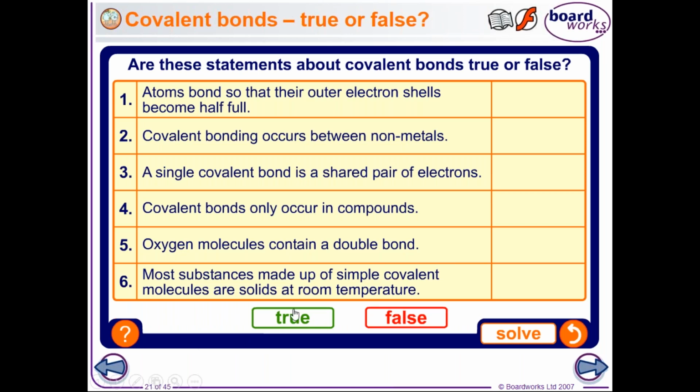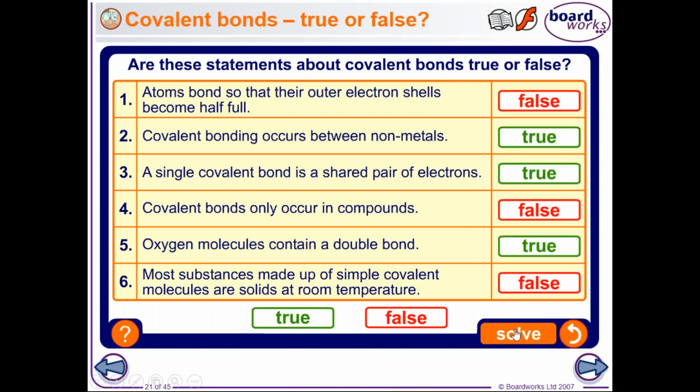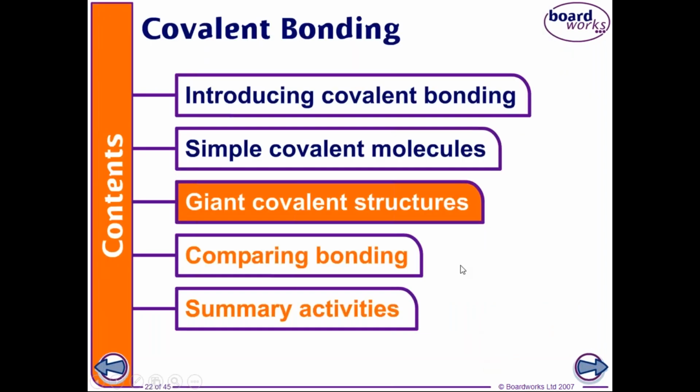This one you can practice at home, deciding which one is true and which one is false. For example, covalent bonding occurs between non-metals, so you will put here that it's true. Others you can solve by yourself too. So you can pass now.